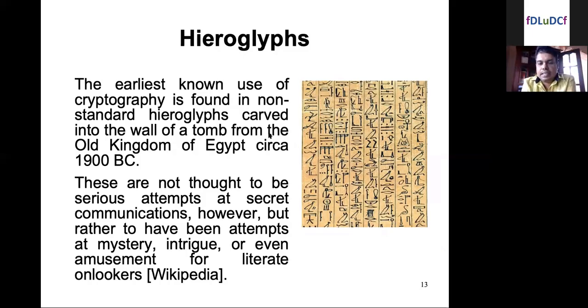Hieroglyphs were the first kind of cryptographic method, created by Egyptian people. It's not really an algorithm; they just used symbols to hide their ideas. So only people who knew those symbols could understand the ideas. That is basically how cryptography started.